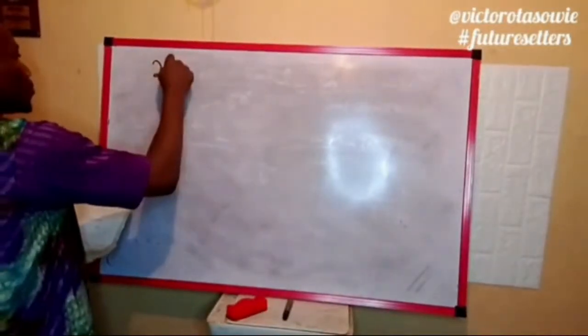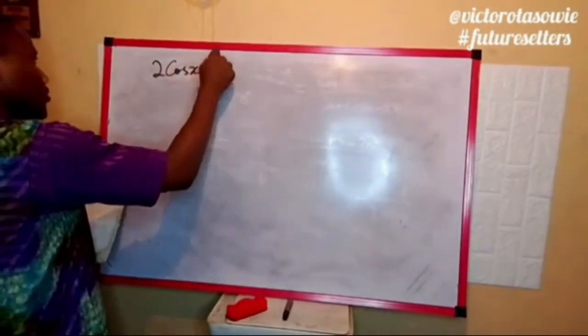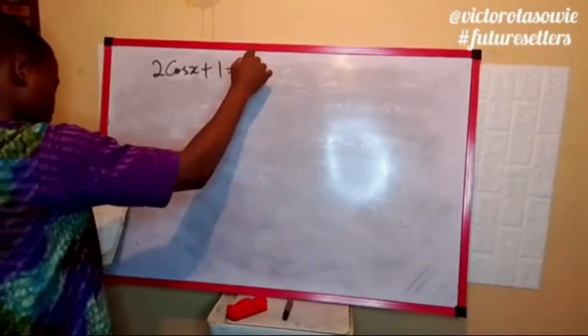We have 2 cos x plus 1 equal to 0. So today I'm going to show you how to create a PowerPoint presentation.